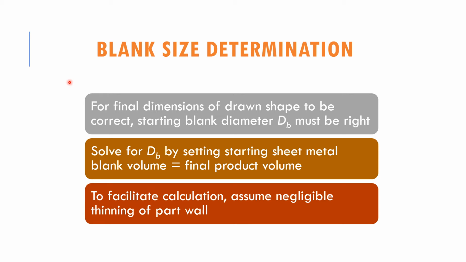In order to get the correct dimension and size of the product, blank size determination is very important. Some points need to be taken seriously before performing the deep cup drawing. The first is, for the final dimension of the drawn shape to be correct, the starting blank diameter dB must be right, meaning we have to calculate the right dB. Then solve for dB by setting the starting sheet metal volume equal to the final product volume. In the end, the starting blank volume needs to be the same as the final product volume. And the third is, to facilitate calculation, assume negligible thinning of the part wall when we perform the operation.